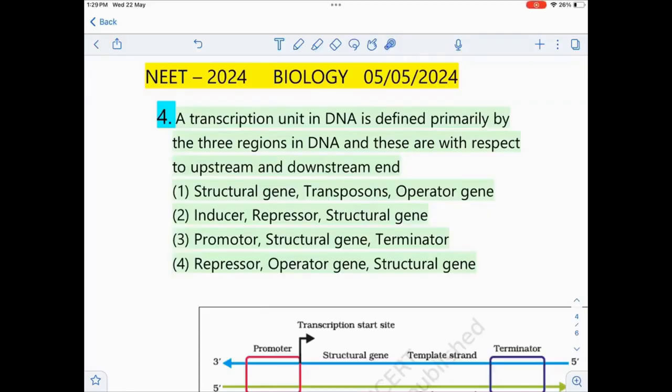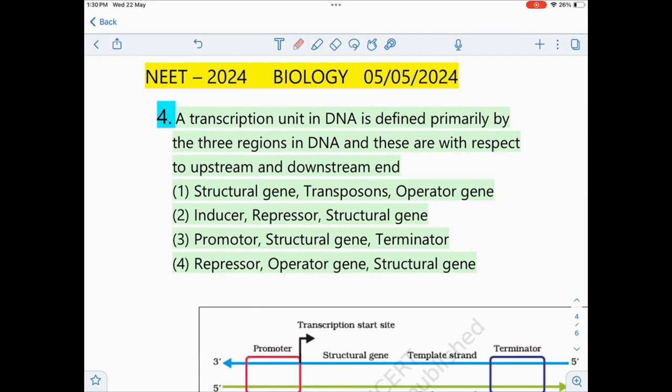Biology NEET 2024. A transcription unit in DNA is defined primarily by 3 regions in DNA, and these are with respect to upstream and downstream ends. Option 1, structural gene, transposons and operator gene. Option 2, inducer and repressor structural gene. Option 3, promoter, structural gene and terminator. Option 4, repressor, operator and structural gene. And the answer is option 3, promoter, structural gene and terminator.